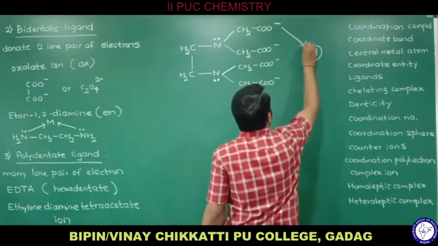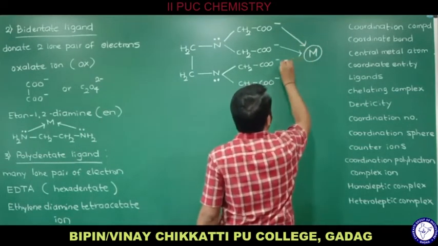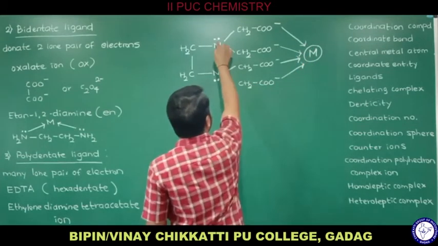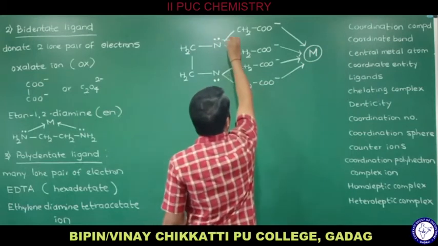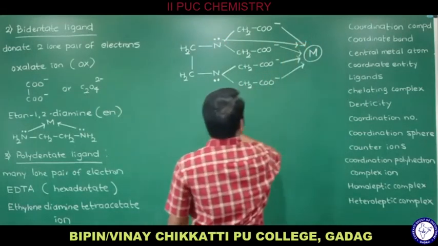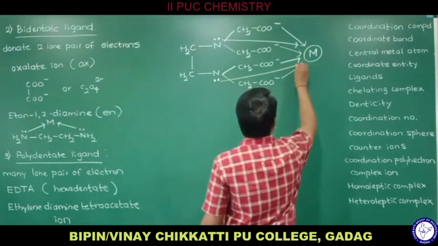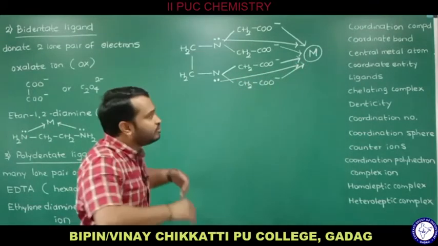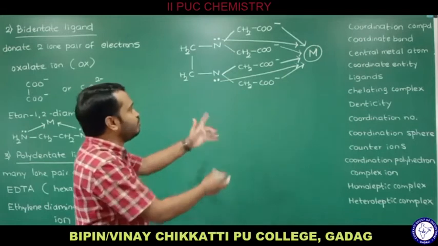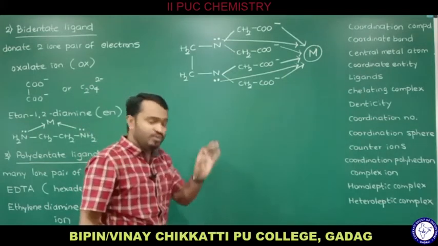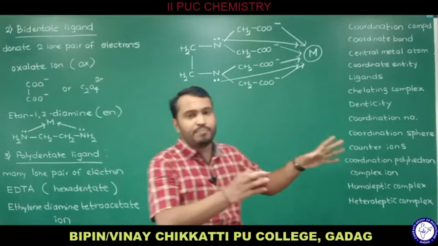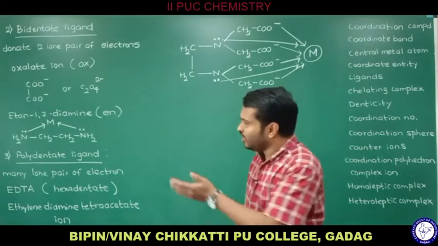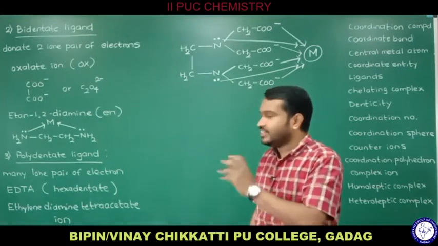So this is the 1 coordinate bond, 2 coordinate bond, 3 coordinate bond, and 4 coordinate bond. And one more will be this lone pair of electrons. And this is going to donate a lone pair of electrons. And this lone pair of electrons is going to donate here. Totally, we have 6 lone pairs of electrons, which are donated to the central metal atom. Therefore, EDTA belongs to hexadentate ligand, in particular, polydentate ligand, you can say. That is about the third type of ligands, that is polydentate ligand.